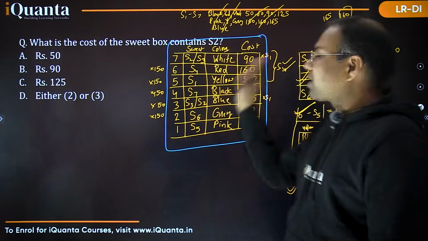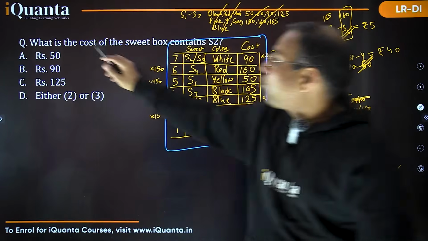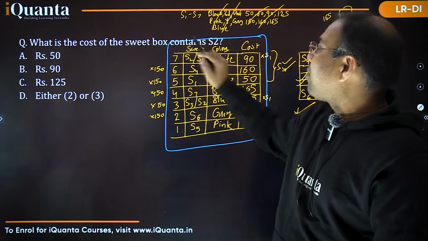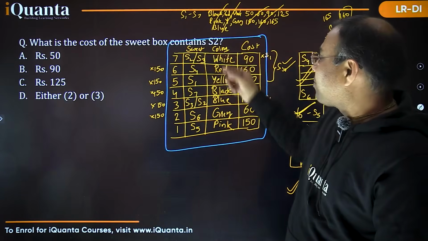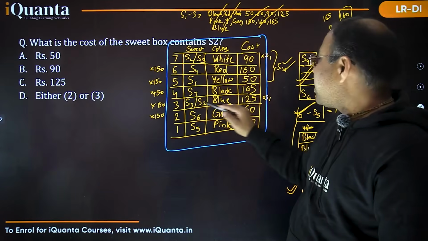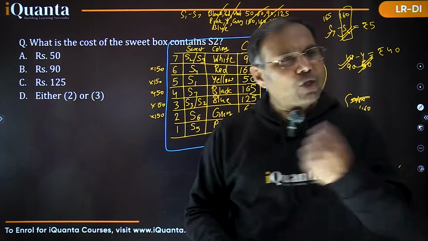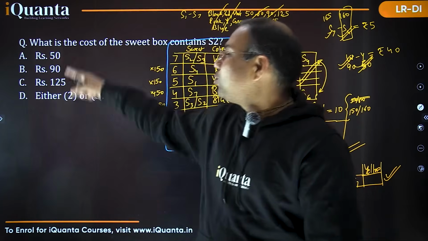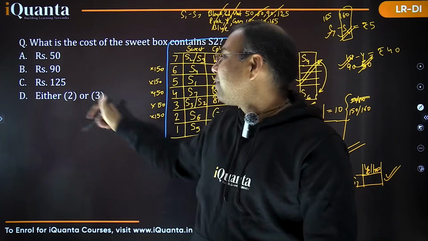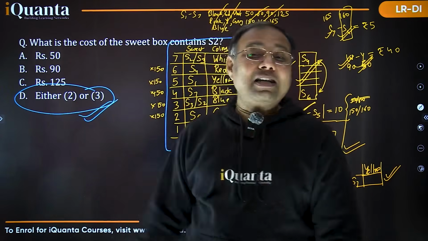So this is the entire information we have. Now let's have the questions. This is the first question on the screen already. What is the cost of the sweet box that contains S2? So for S2, two options are possible. It could be either 90 or 125, right? Both 90 and 125 are in the options. What to do? Which option should we choose? You are intelligent. Option D says either option 2 or option 3, that is 90 or 125. So option D would certainly be chosen here, and that would be the right answer, right?